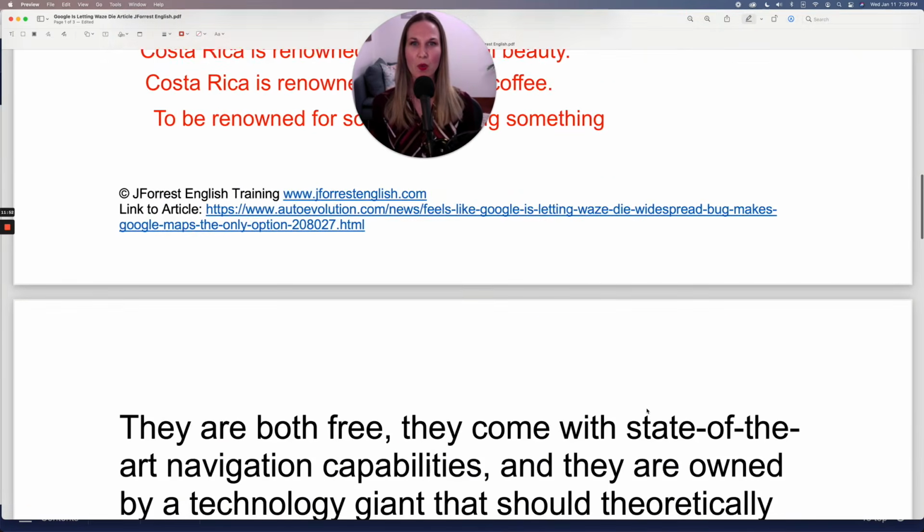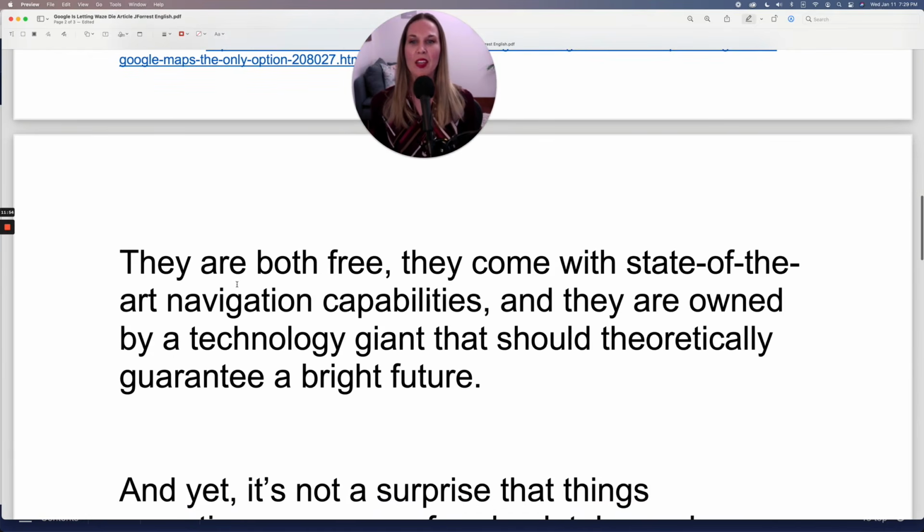And let's continue on. They are both free. They come with state-of-the-art navigation capabilities, and they are owned by a technology giant that should theoretically guarantee a bright future.